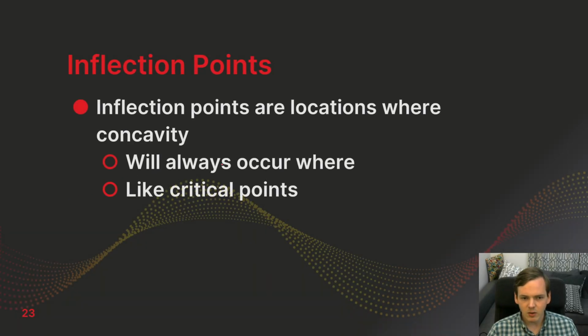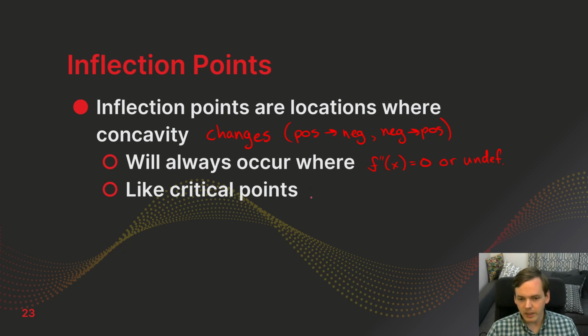So the last thing to note here about concavity is that the inflection points are where the concavity changes. So if it goes from positive to negative, or from negative to positive. And this will always occur where the second derivative is equal to 0. So we can't switch from positive to negative or negative to positive without the second derivative being 0 or undefined.